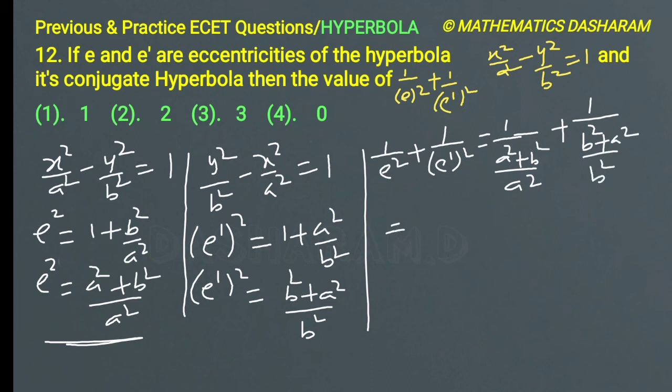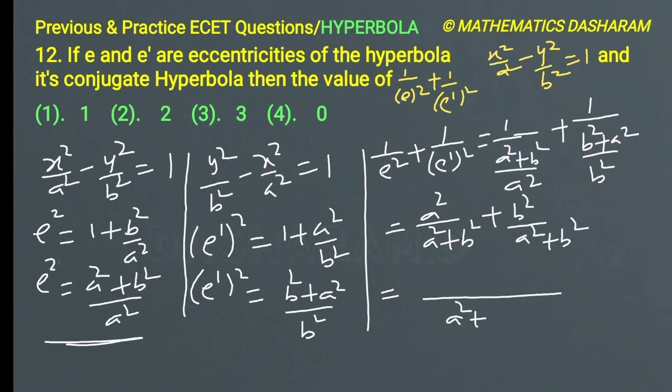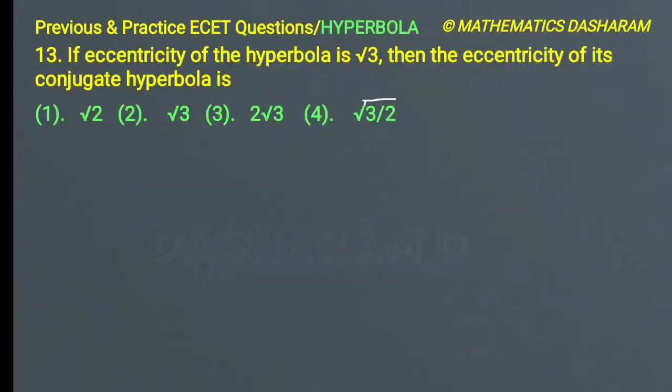So then it equals a square divided by a square plus b square, plus b square divided by, here b square plus a square can be written as a square plus b square. Now here denominators are same, so a square plus b square. Then add the numerators, then numerator and denominator both cancel, it equals 1. Option 1 is correct. 13th question, if eccentricity of the hyperbola is root 3, then the eccentricity of its conjugate hyperbola is.